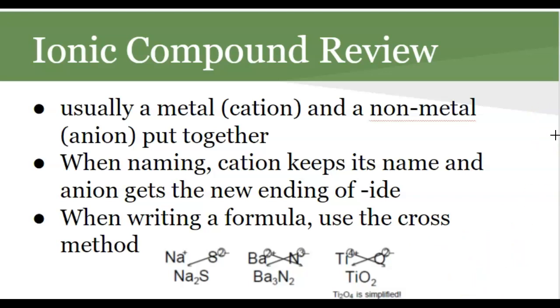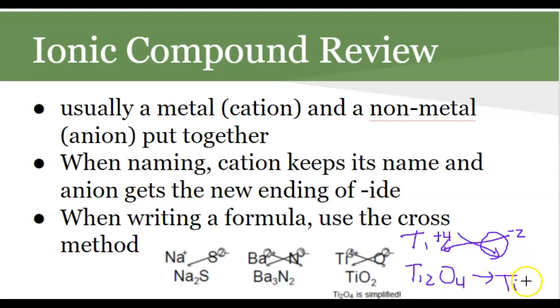The last one here is Ti, which has a +4, and then you have oxygen, which has a -2. So normally what you would do is you would just crisscross like so, and you would get Ti2O4. But there is a way to simplify. If I have 2 of these and 4 of these, you can easily just divide by 2 and get away with this more simplified version. And that's what they're showing you here.